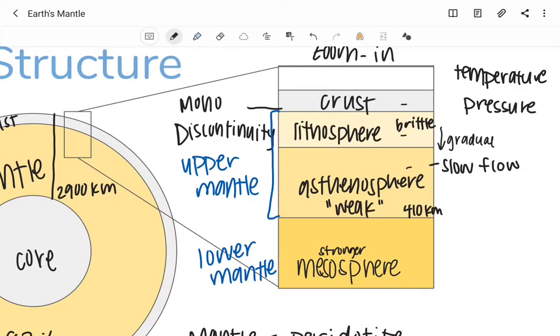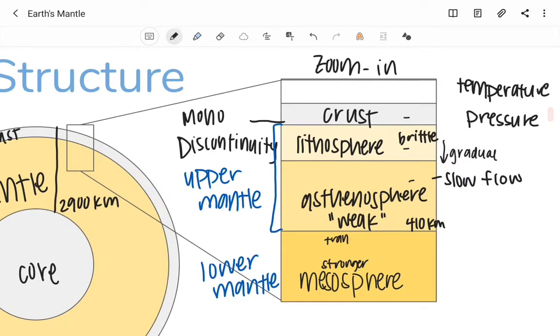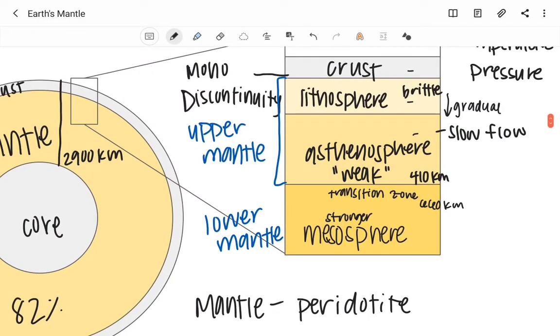But of course, this pressure change doesn't happen immediately, so there's something known as the transition zone. This is between the asthenosphere and the mesosphere. It goes roughly to about 660 kilometers, and that's the transition from the weak asthenosphere to the mesosphere. The mesosphere also has the ability to flow, but it is much stronger than the asthenosphere. And as we mentioned earlier in the video, all of this will then extend to around 2,900 kilometers, which is where there's a transition between the mantle and the core.